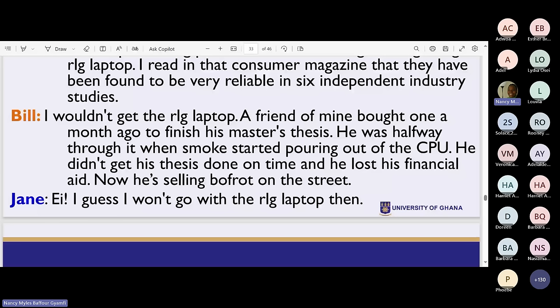You see, Bill is a typical Ghanaian man. Hey, brother. So Bill, we don't know whether it's Bill or Milo, you say, I wouldn't go and get an RLG laptop. You want to go and buy RLG? Hey, you haven't heard. A friend of mine went to buy one. When he switched it on, the smoke started coming out. He couldn't finish his PhD. I tell you, he lost his scholarship. Right now, he's even selling bofro.